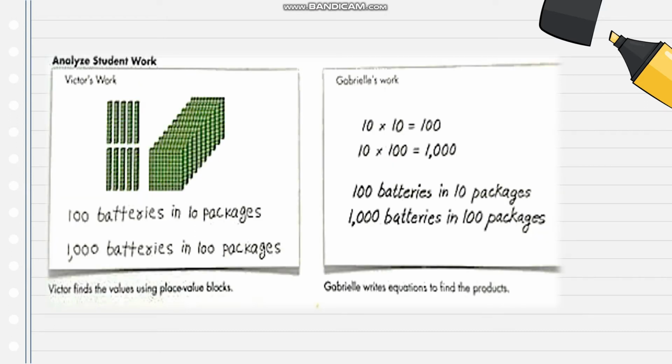Let's analyze this student's work. For Victor's work, Victor finds the values using the place value blocks. As you can see, he said that 100 batteries in 10 packages and 1000 batteries in 100 packages. For Gabriel's work, Gabriel writes equations to find the product. So 10 multiplied by 10 is 100. 10 multiplied by 100 is equivalent to 1000. So 100 batteries in 10 packages and 1000 batteries in 100 packages.